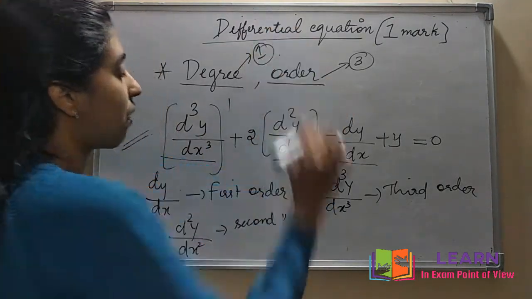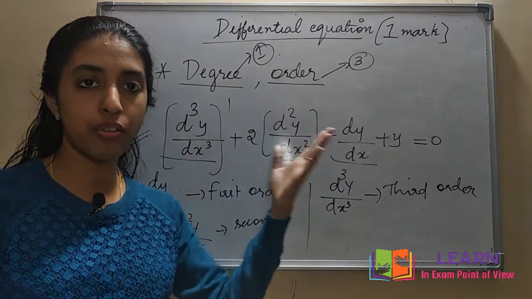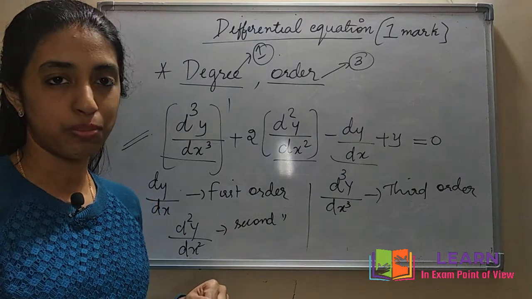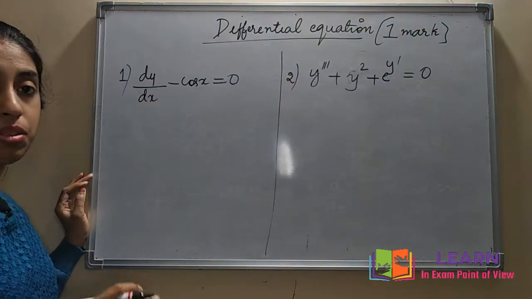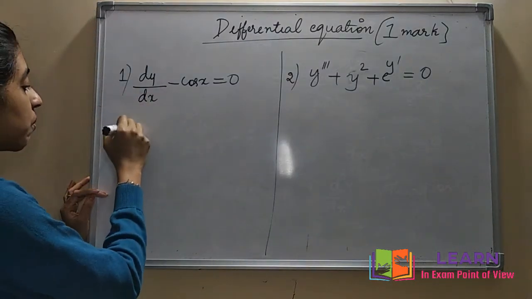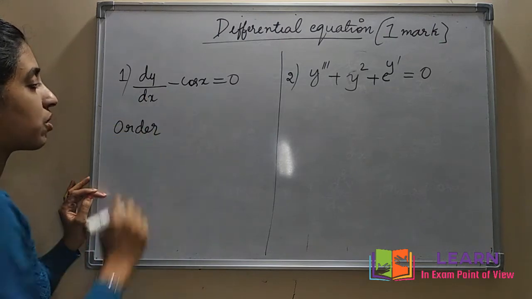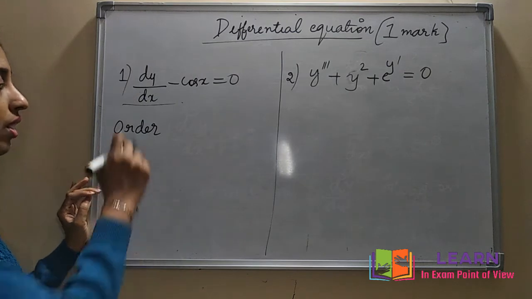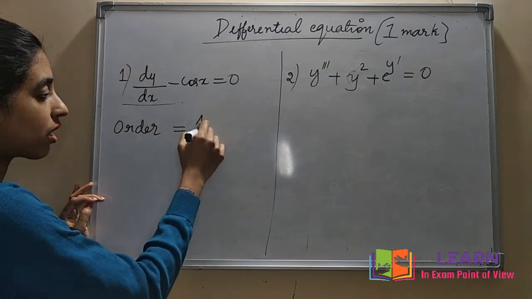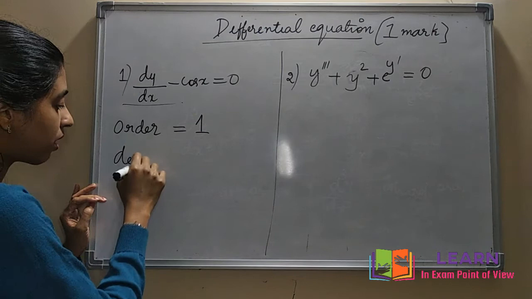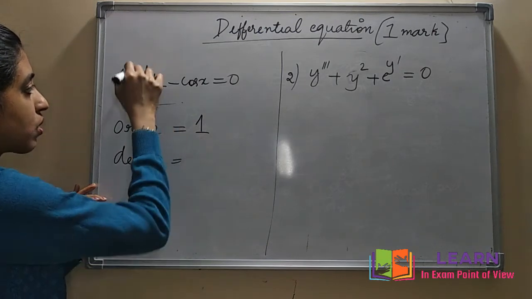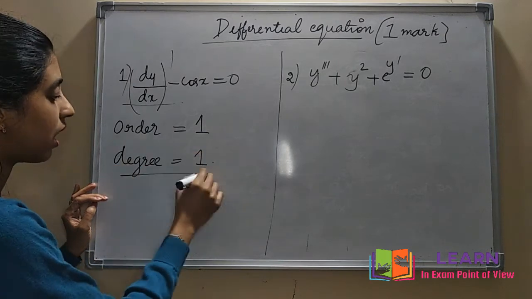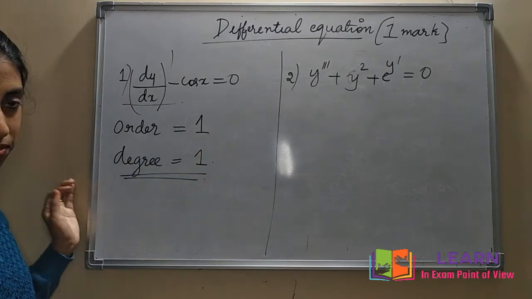Like that we can find the degree and order of a given differential equation. 2-3 examples we can do. So these are 2 examples. In this, how will you find the order? We have to check the highest order only. There is one first order derivative, that is dy by dx, so its order is 1. And its corresponding degree is also 1, its raised power is also 1. So order and degree both are 1.